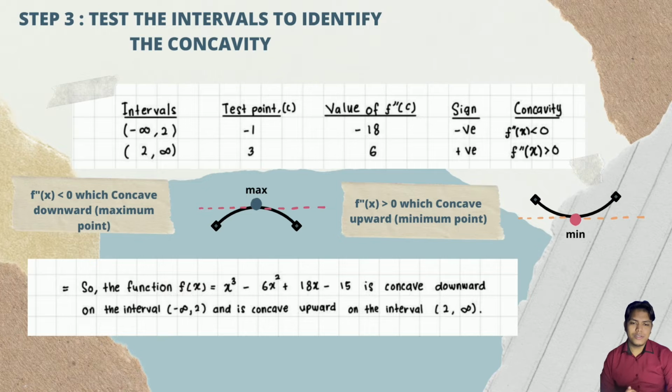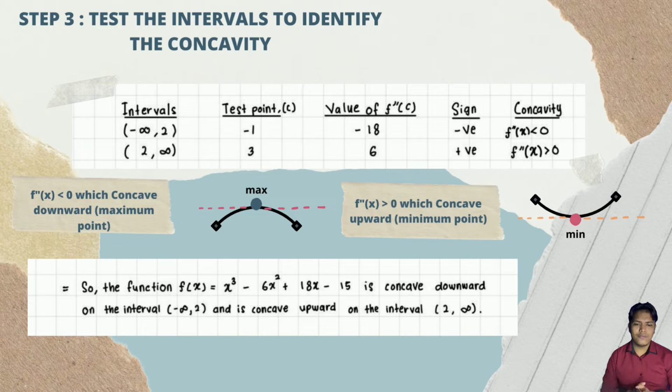So for the second interval, which is 2 to infinity, we use 3 as a test point. Then we substitute into the second derivative of f. The value that we will get is 6. And obviously, it is positive. Then the concavity that we can conclude is that the second derivative of f(x) is more than 0. So, like you can see, the second derivative less than 0 is concave downward, maximum point, and the second derivative more than 0 is concave upward, minimum point.